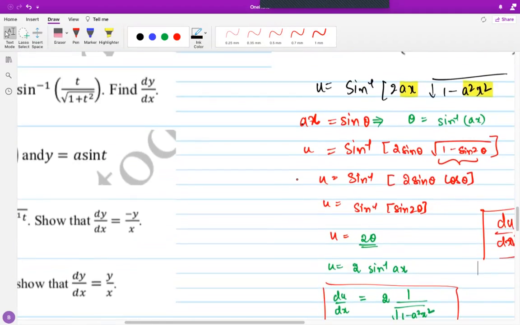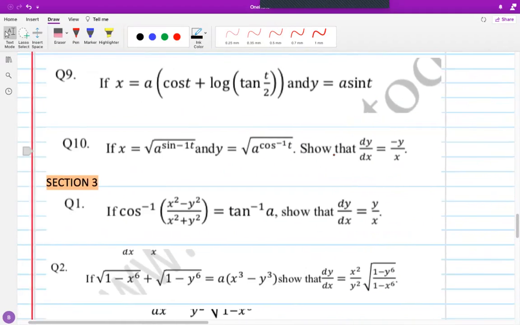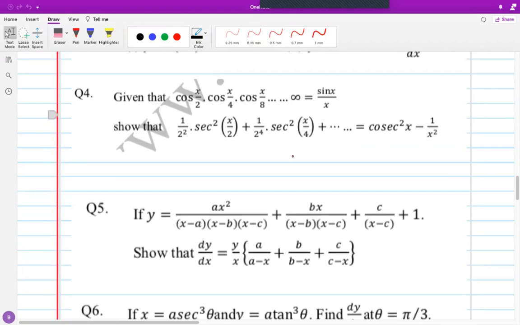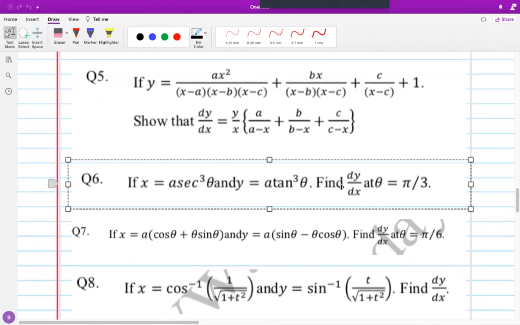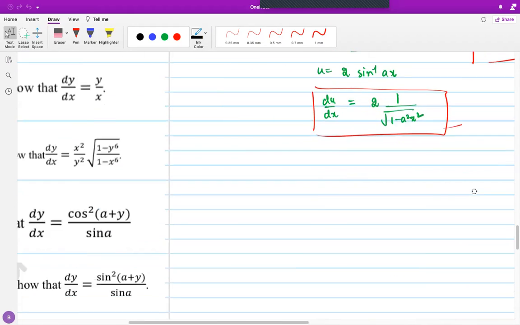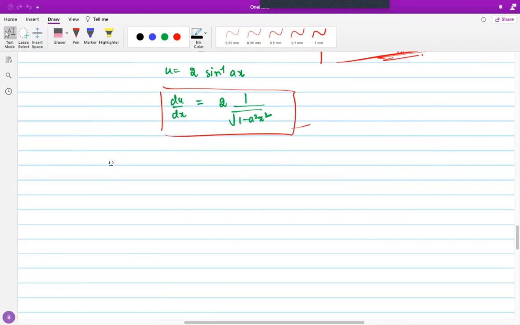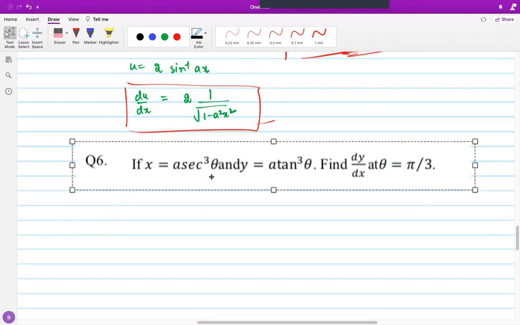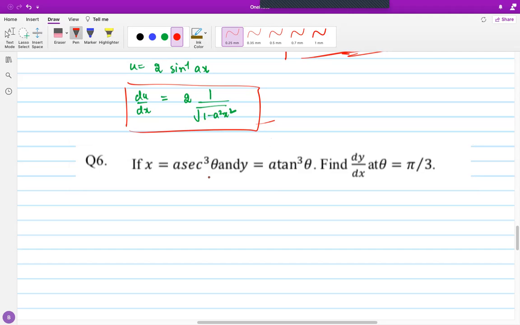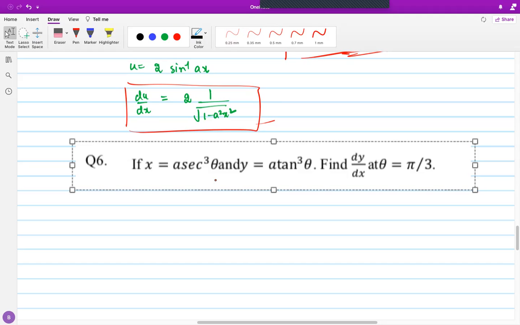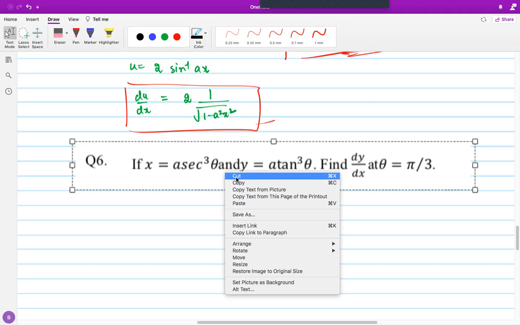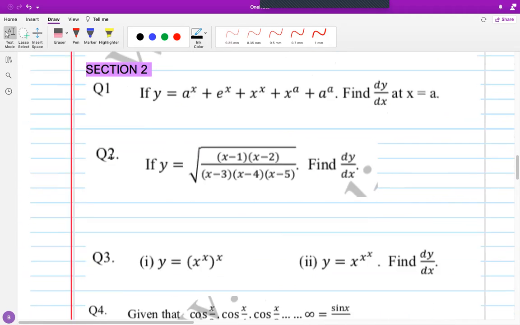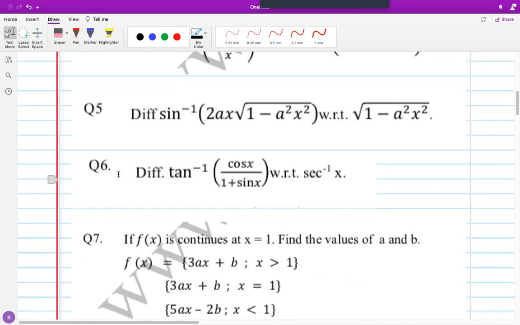Okay, next question. This question is done. Then the sixth question. Students, shall we do the sixth question right now? Yes. Section A, question number 6.